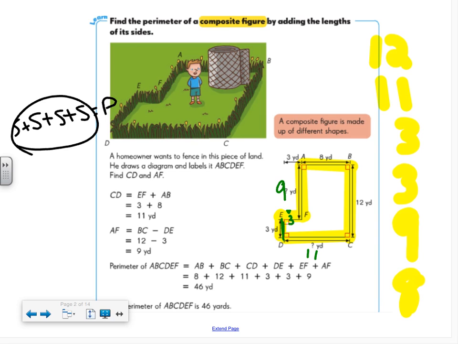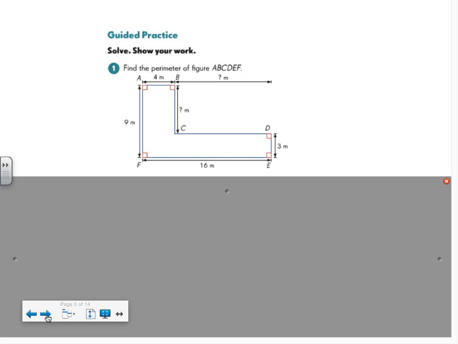Okay? So then I would add them all together. And when you add them all up, you would get 46. So your answer, the perimeter, would be 46 yards. So all these problems are kind of multiple steps. First, find all the unknown lengths, then add them all together. But be careful that you don't miss a specific line.